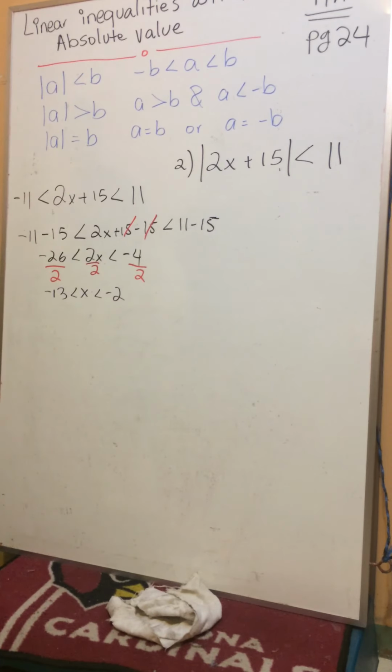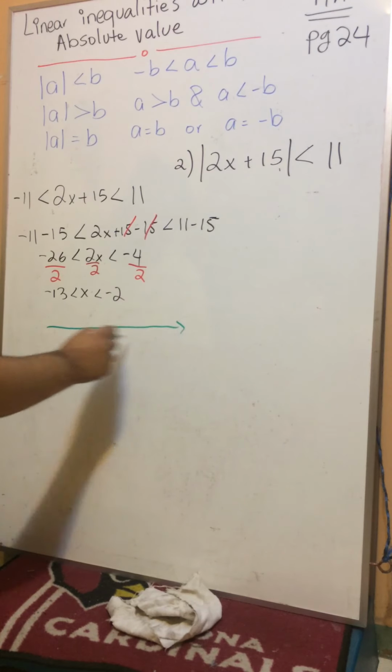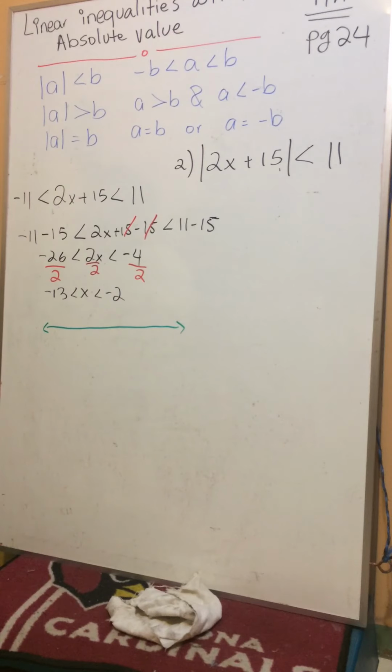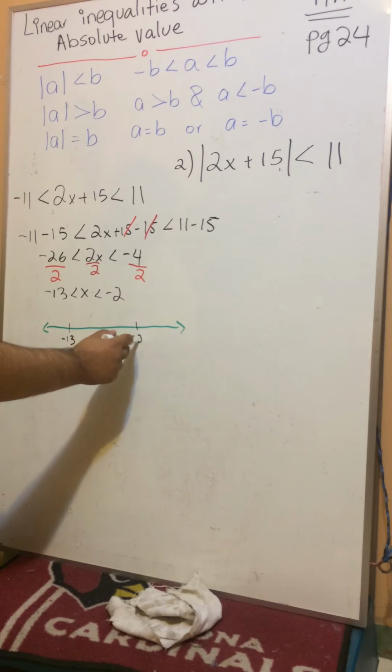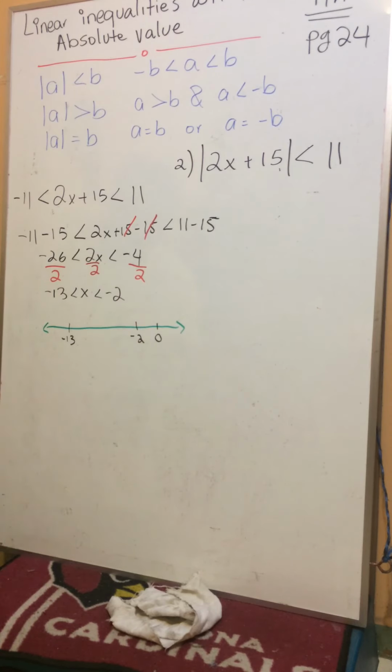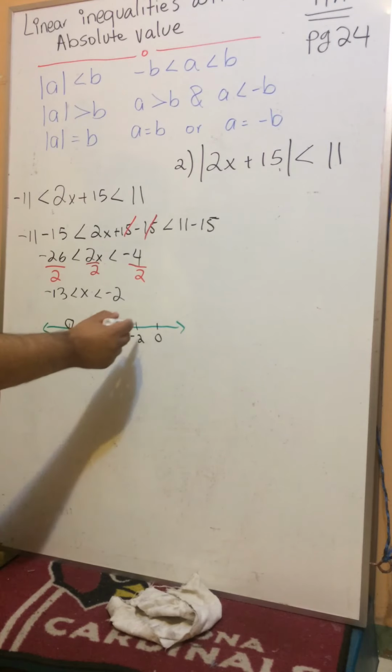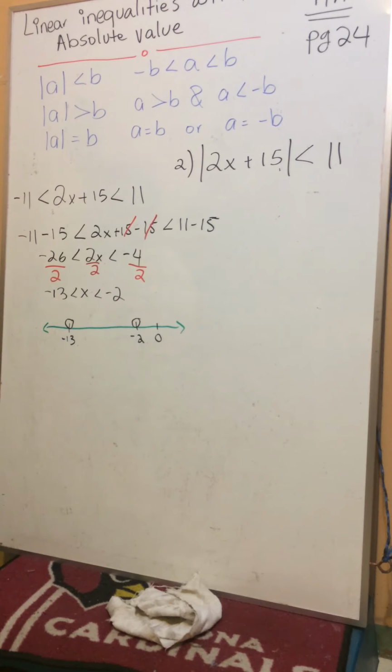Now since we have to work this inequality on the line graph, let's do it here. Let's place the points that we need. Are they going to be included? No, because we only have a less than. So we have minus 13, this is going to be minus 2, and let's place 0 here. Let's place the points. We have this point, minus 13, and we have this point, minus 2.